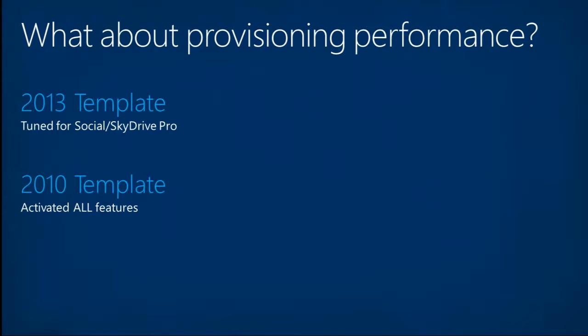But by default, we've tried to restrict the number of features that we activate at the time of provisioning. And we've tried to just activate those features required for the two core scenarios. We've still got a bunch of features which we couldn't remove, but we tried to reduce the number of features that we activate. And hence, we've brought down the amount of time that it takes for provisioning a personal site.